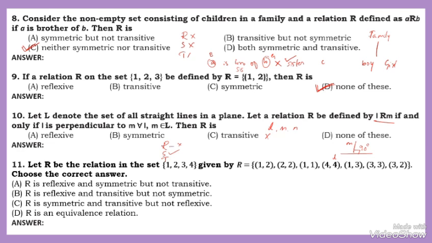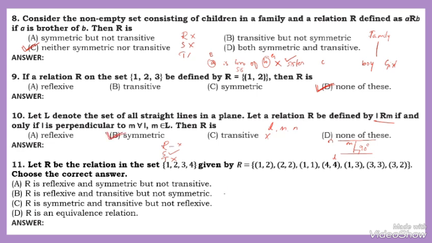Again, for checking transitivity, L is related to M, which means L is perpendicular to M. Again, M is perpendicular to N. But L and N are parallel lines, not perpendicular. So the property does not hold. Only the symmetric property holds. Therefore, option B is correct.